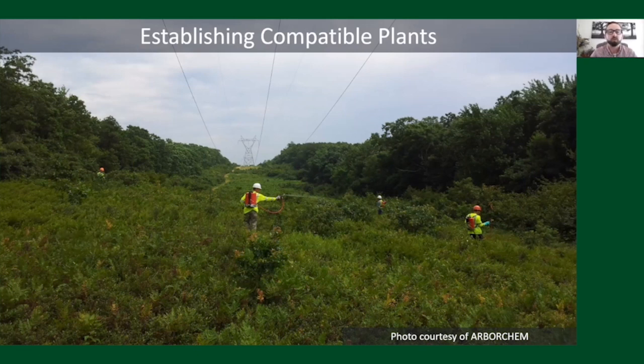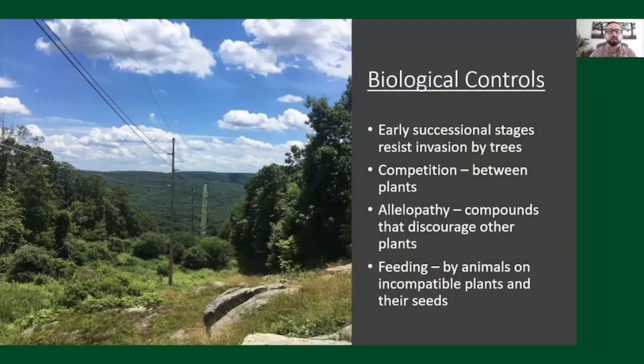Once we do this, we start to see biological controls getting established on these rights of way. And these are compatible plant communities that are capable of resisting invasion by trees. And they do this through things like competition, so naturally just shading out or occupying space that might otherwise be occupied by incompatible plants. Allelopathy, so these are chemical controls that plants have to help suppress the growth of competing vegetation. And then also there are animals like deer and rodents that naturally feed upon woody vegetation and the seeds of those plants on these meadow habitats.